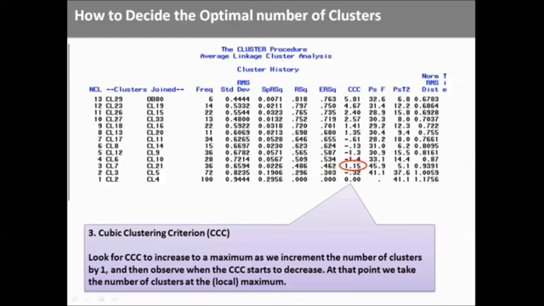CCC has got a similar approach. You try to find out the local maxima. So just neglect the first one and see it is increasing here. It has increased and suddenly dipped. So this is the local maxima. 3. So all methods are telling you 3. So 3 is the number of clusters.